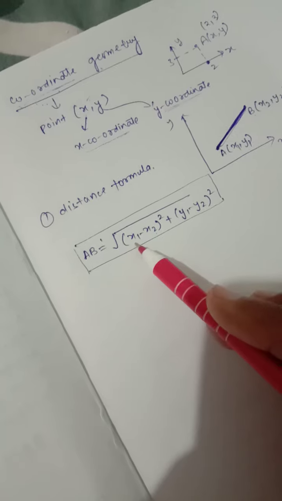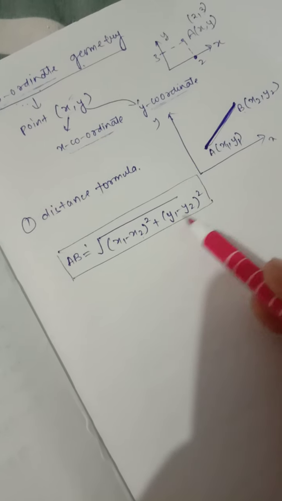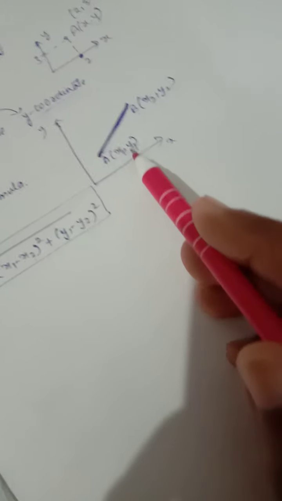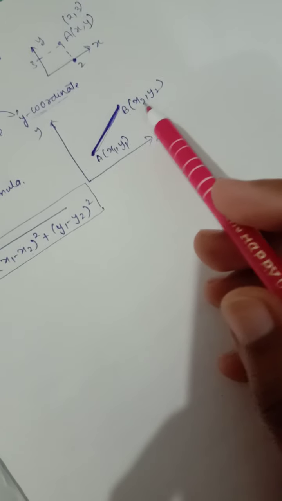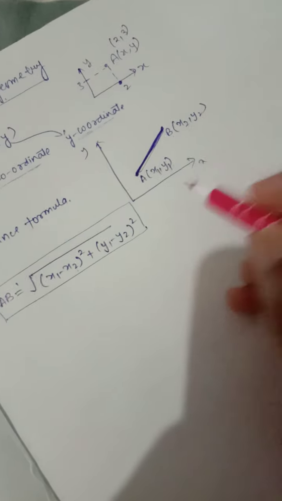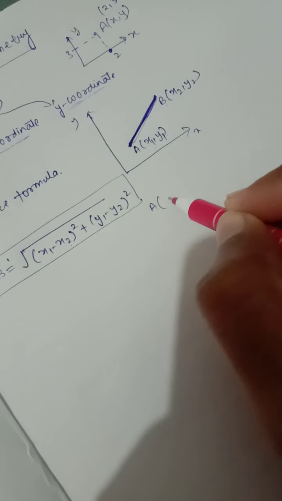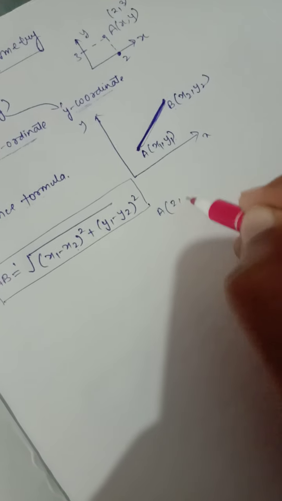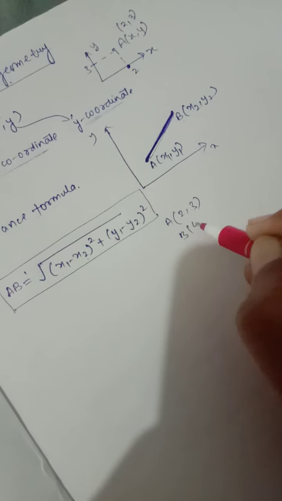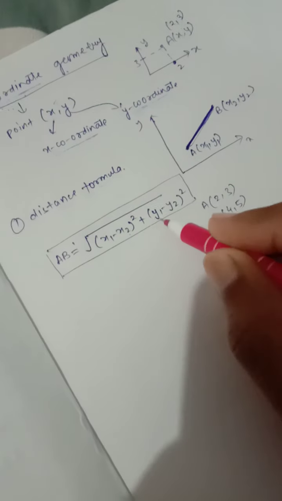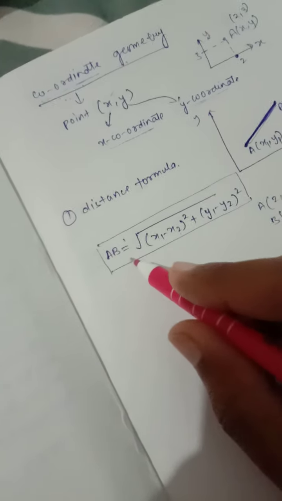We have to just put in the values of x1, x2 and y1, y2. Here we have taken x1, y1, and here x2, y2. This is general, but when you solve the question, you will mainly get the points like this. Suppose A is (2, 3) and B is (4, 5). According to that, we have to put in the values and we can find the distance between these 2 points.